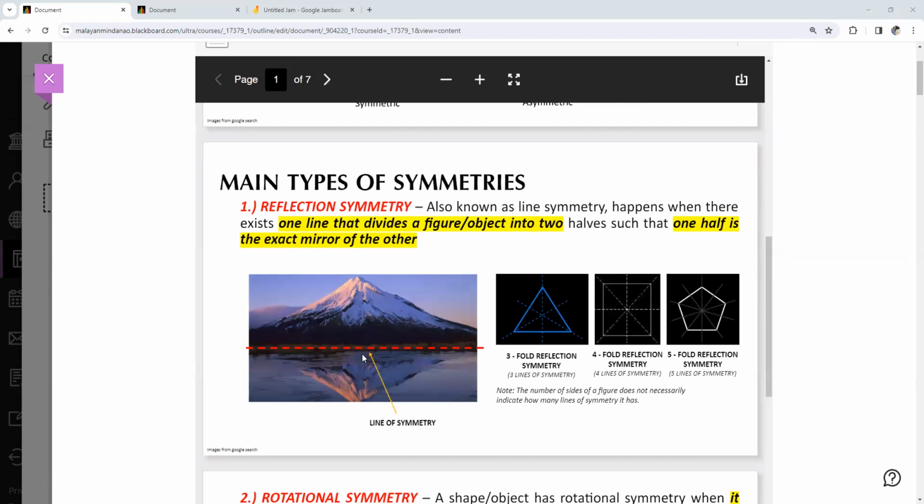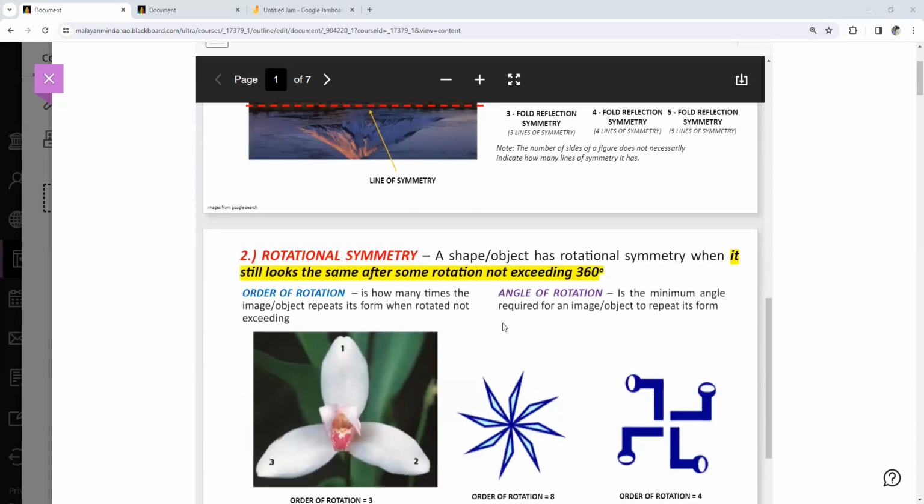And you can draw multiple lines of symmetry if it works. So, for example, the triangle has threefold symmetry, which means you can draw three lines, and for each line, the triangle is divided into exact halves.